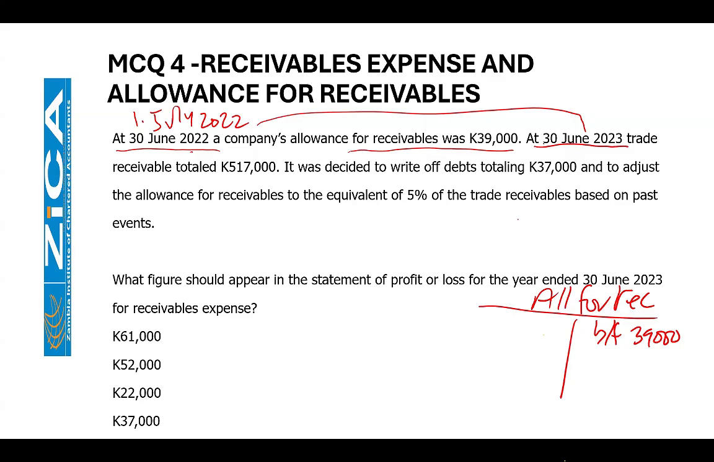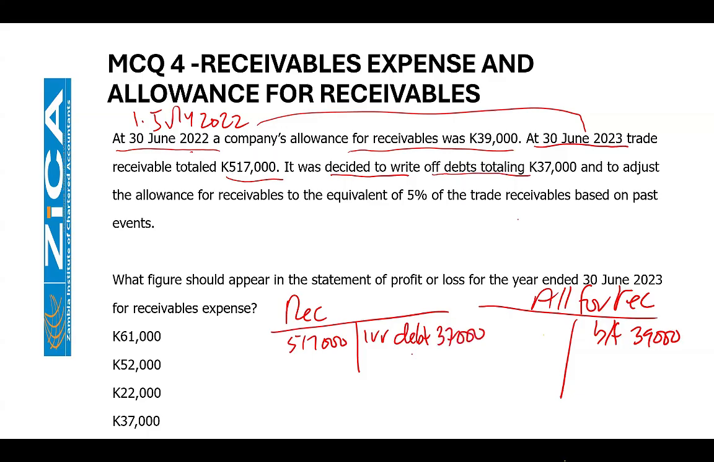It's an opening allowance. Then at 30 June, trade receivables totaled this. It was decided to write off. So if you are told decided to write off, it means this 517 has not already been reduced for this write-off. So there, receivables. It's sitting like this in the account, 517. But now we have to write off. You need to make a credit entry to this account, 37. Then you check what's remaining after the write-off. So the 517 minus the 37, that's a 480,000.